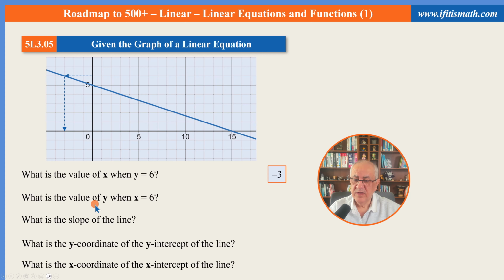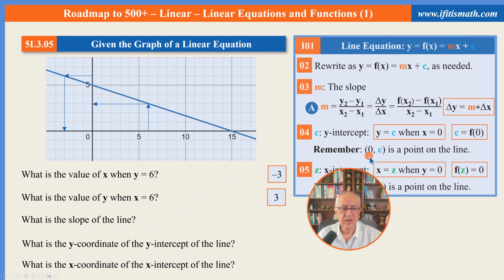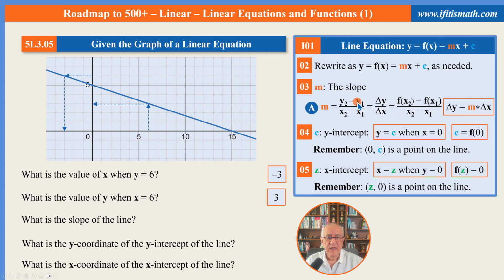Now x equals 6, and we want the value of y. This is the x-axis. x equals 6, so we go up. We hit the line, and then we go horizontally, and we find that y equals 3. So it's going to be 3. What is the slope of the line? Here what we need to do is just apply the difference of y over the difference of x.